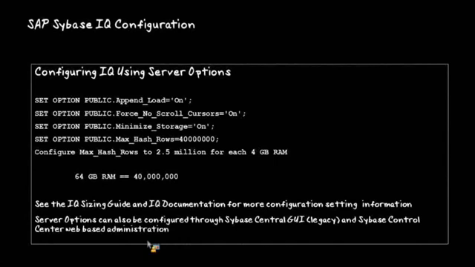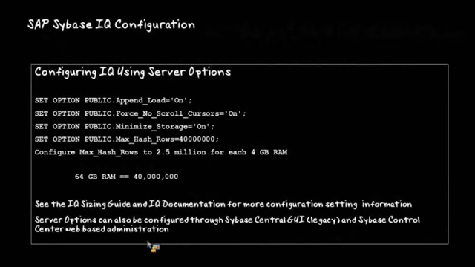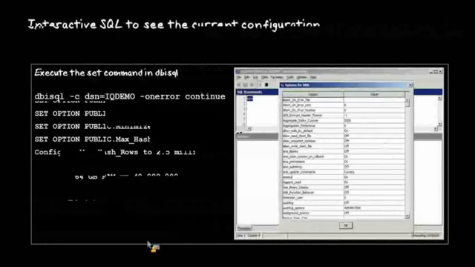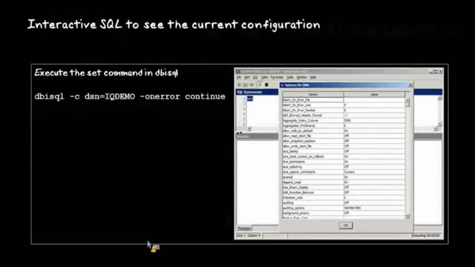You can also set these options and see them through the Sybase Central GUI, which is our legacy GUI, and the Sybase Control Center web-based administration tool. A third way to see the option settings is to log in and run the set command. And here you can scroll through, a box will pop up with the option and the value, and you can look at all the option settings that way.